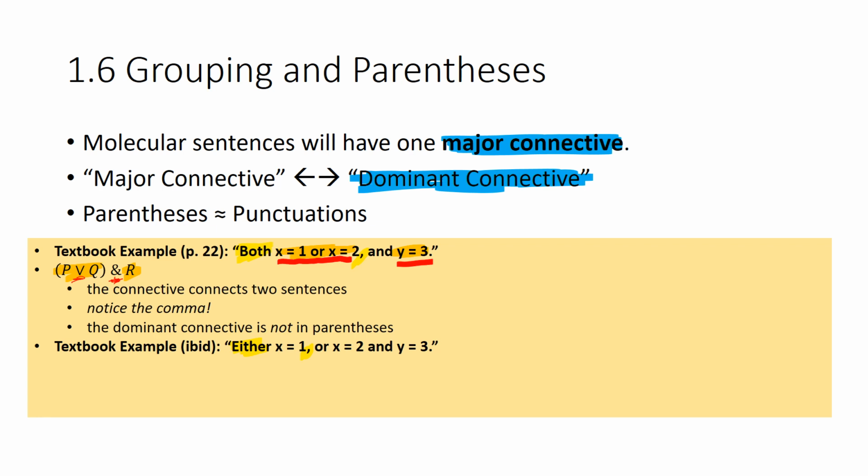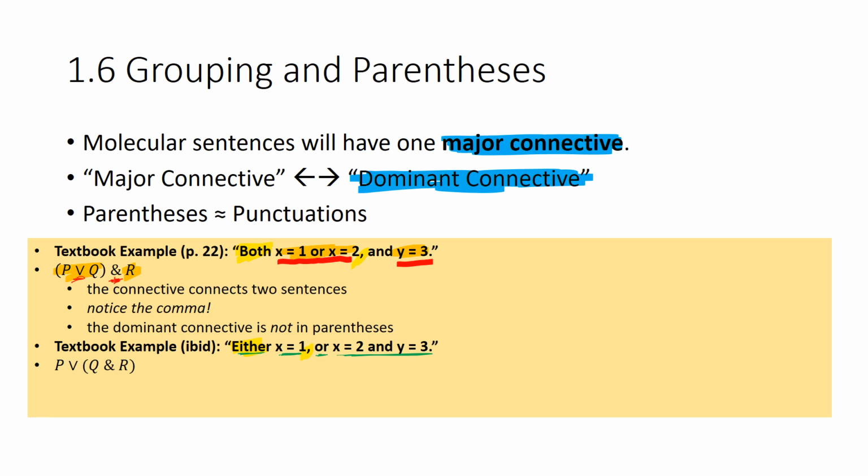So the comma breaks up the sentence, essentially, right? So you have x equals 1 all by itself, and that's by itself from x equals 2 and y equals 3. What's following the comma? Well, we have an or, and indeed the first word of our sentence is either. So it seems pretty clear that the dominant connective is an or. We have a disjunction. So let's symbolize it. P, or, parentheses, Q and R.